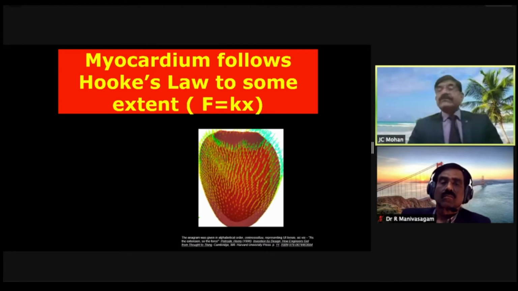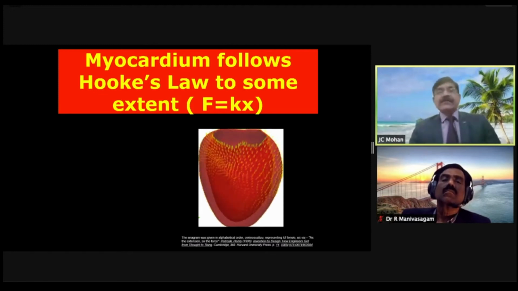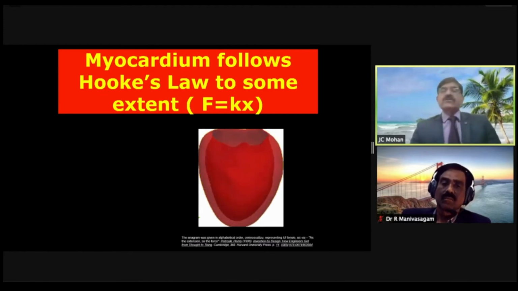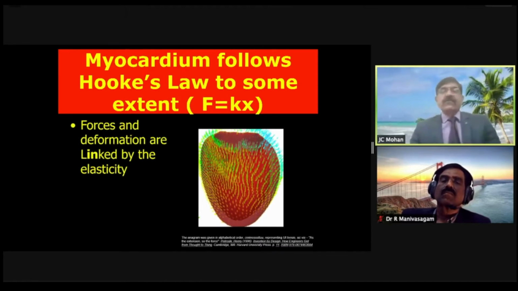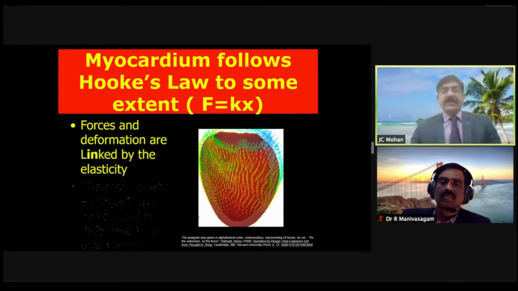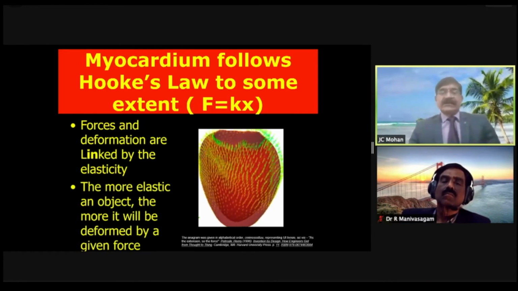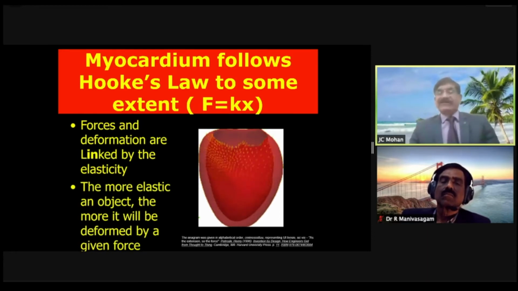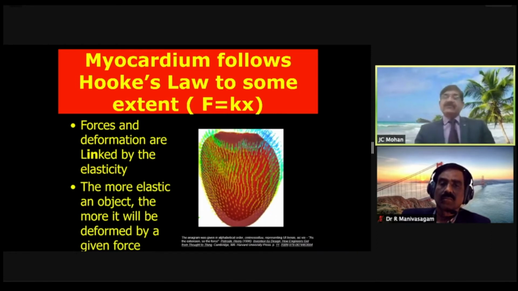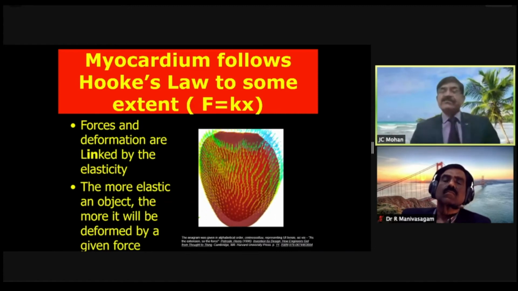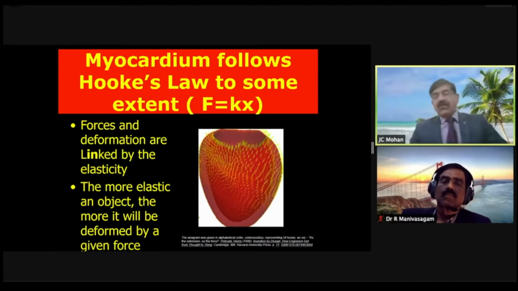So let's talk a little bit more about the physics of strain imaging. Myocardium follows Hooke's law to some extent. Hooke's law says that forces and deformation are linked by the elasticity of the subject. The more elastic an object is, the more it will be deformed by a given force. And the myocardium is viscoelastic, which means it has a drag. When you apply force, it takes time to change itself. That time is because there is viscosity involved.